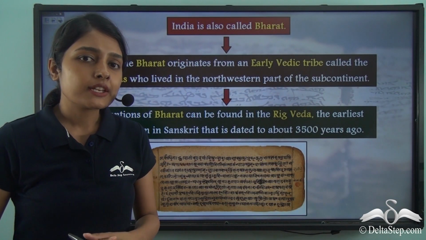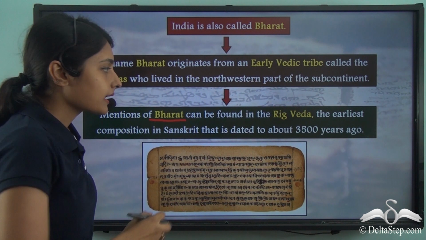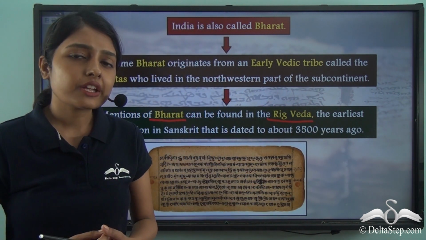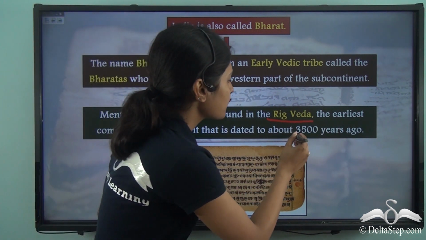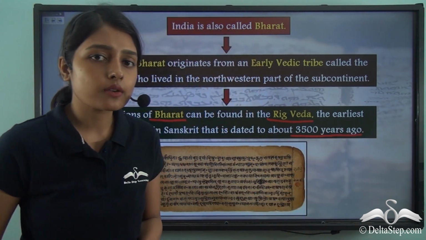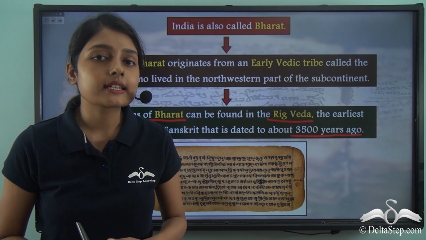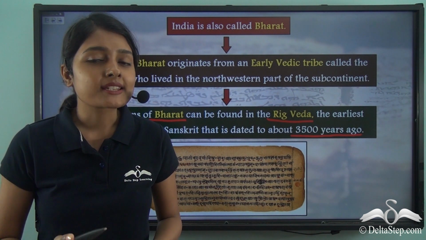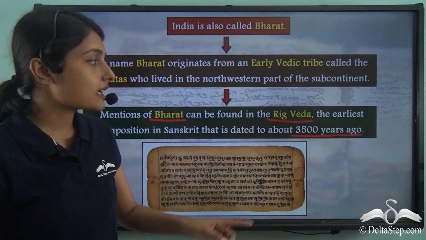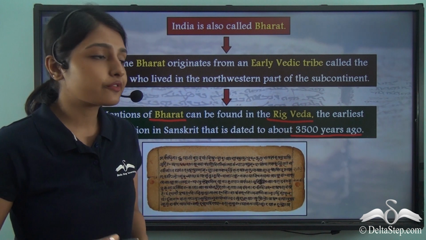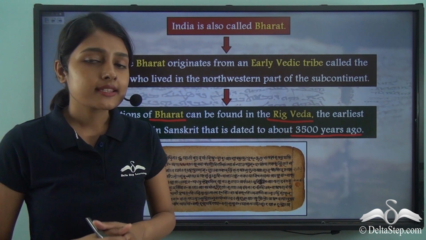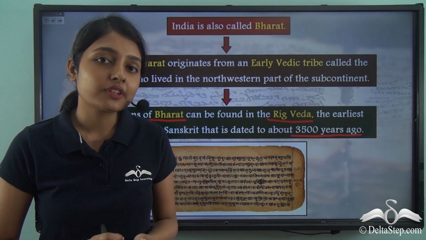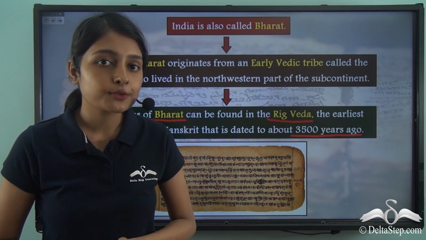In fact, mentions of Bharat can also be found in the Rig Veda, and the Rig Veda is about 3500 years old. So you can understand and infer from this that the name Bharat is not new, because mentions of this could be found in the Rig Veda, which is one of the earliest compositions in Sanskrit. So this is how the name of the country Bharat came into being.